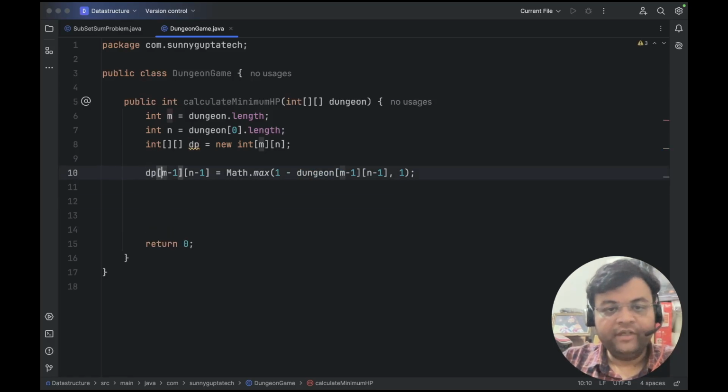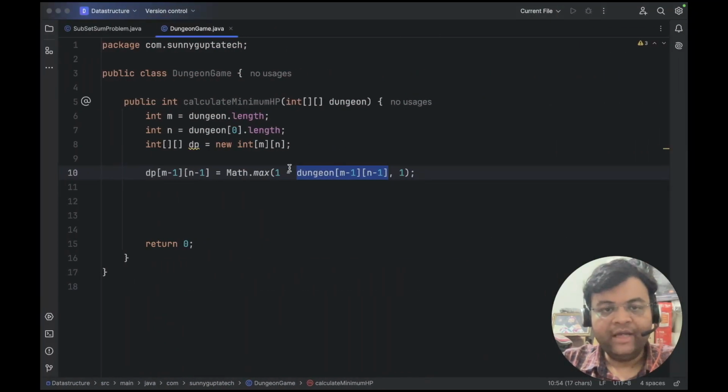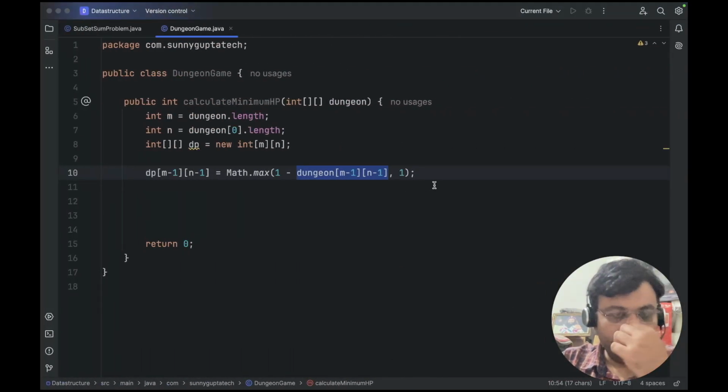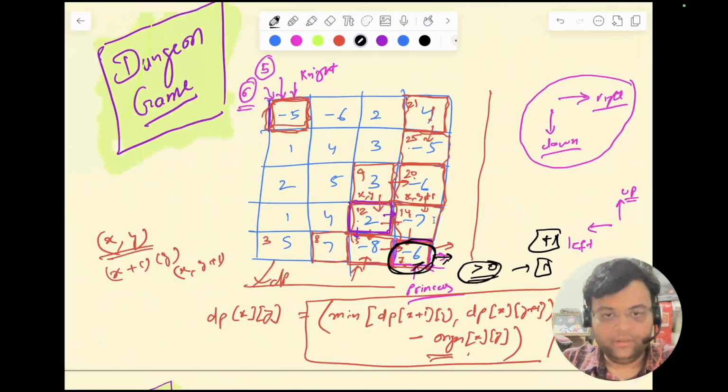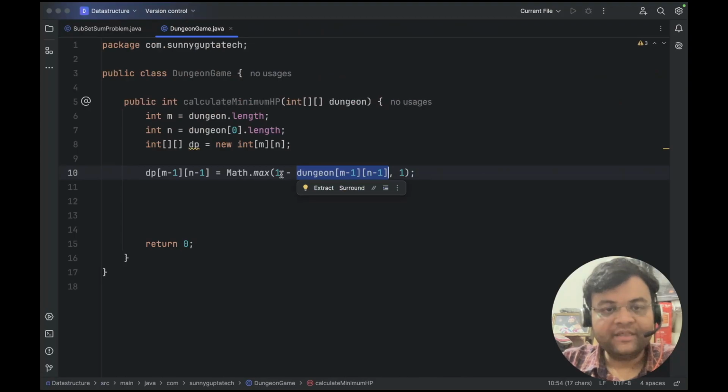So if dungeon m minus 1 n minus 1 is a negative value, as we have right now, this is minus 6, right? So 1 minus minus 6 will be 7, which is greater than 1, so 7 will be assigned here, right? This is 7, the value in red. Now if it would have been 6, then 6 plus 1 minus 6 would be minus 5, which is lesser than 1, so 1 would be our answer, right? So that's how we'll achieve this.